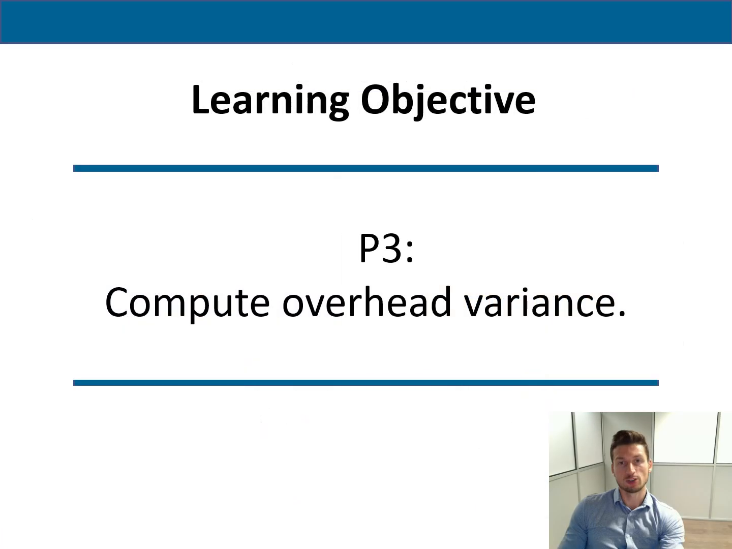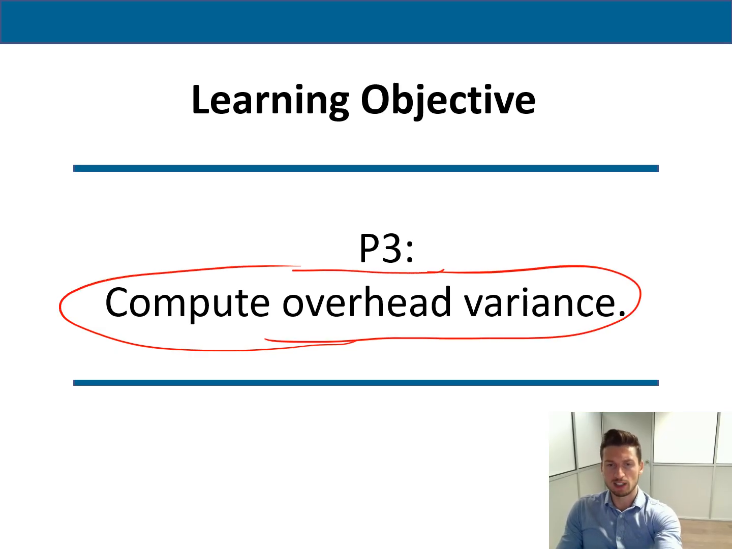Okay. So here is the last part of this learning objective. We're going to just compute the total overhead variance. And in the ATE assignment, you also have to calculate total overhead variance. So we're not going to go deep into how to calculate variable and fixed, but in general, it will apply to whatever overhead is given. You just need to calculate simply total overhead variance.